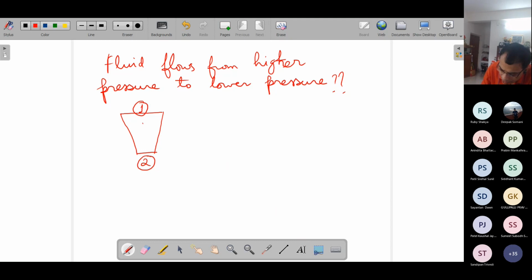So it is possible that you are having a flow from 1 to 2, right? I mean that is very much possible. In fact, just driven by gravity it could be possible. So let us say this section is A1 area, this section is A2 area. So let us try to write what is the energy at section 1.